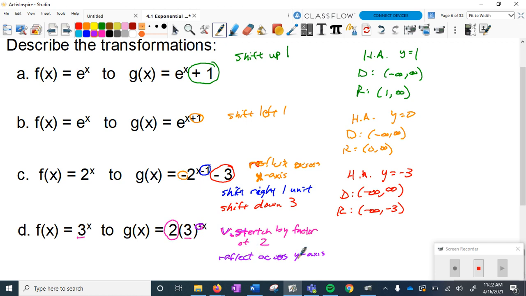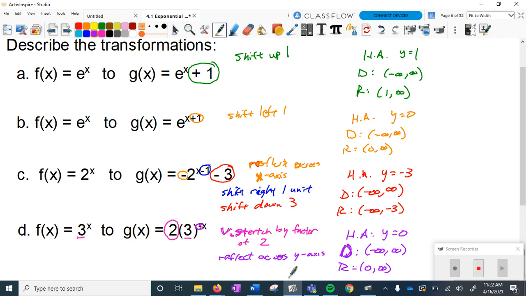Okay, so we didn't shift it up or down, so that means that the horizontal asymptote is still at y equals 0. The domain can never change. If it's always all real numbers, then nothing's ever going to change that. Now let's think about the range. Vertical stretch, well, that doesn't affect the range. I didn't flip it over. I didn't move it up or down. Reflected across the y-axis, but that also won't affect the range. It will be from 0 to infinity.